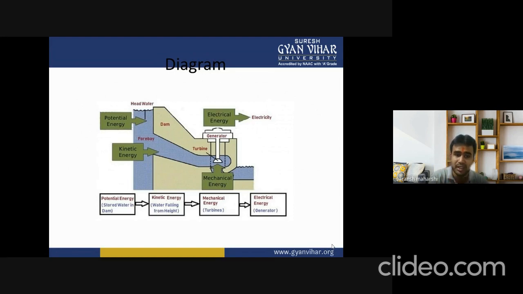So we consider the water from some height when falling from up to down, then we obtain a high amount of pressure for some applications. Then kinetic energy, water falling from a height, which is converted into mechanical energy generated by the turbines, and then the turbines are connected to the generator. Then mechanical energy is also converted to electrical energy. Then we get the output.